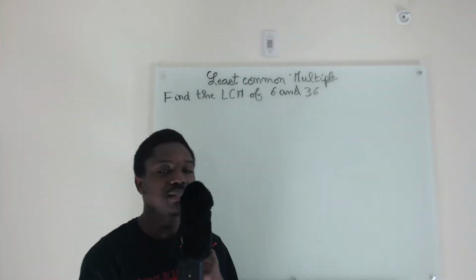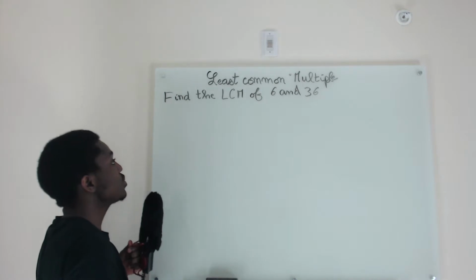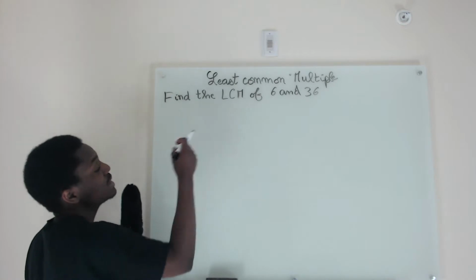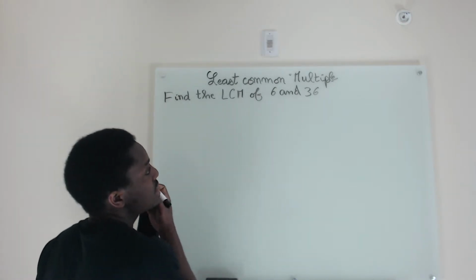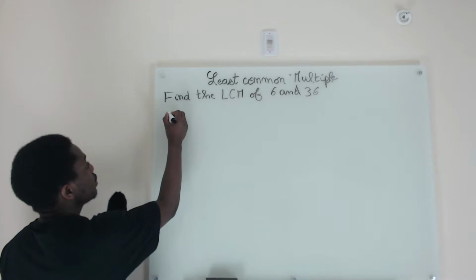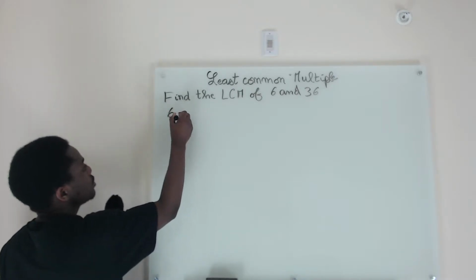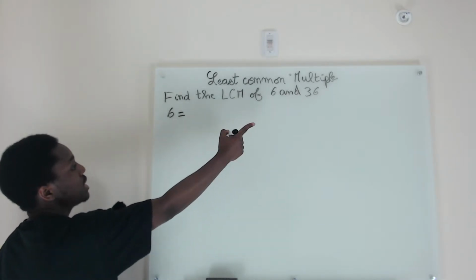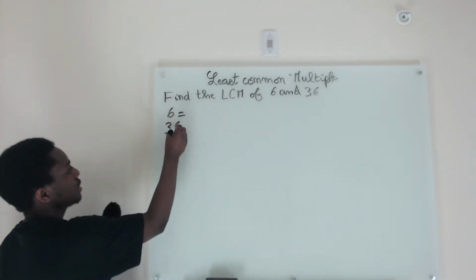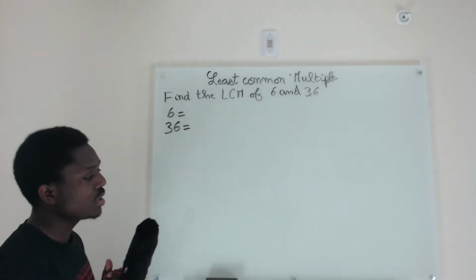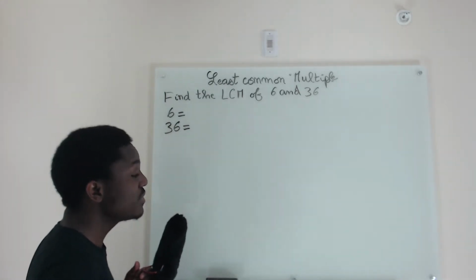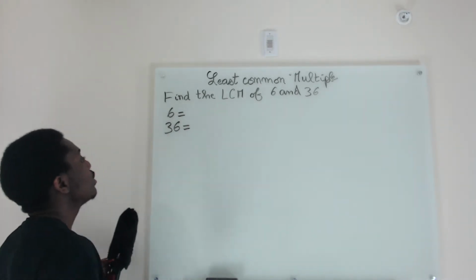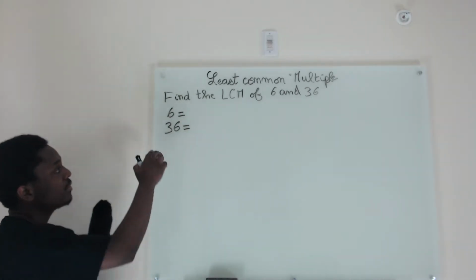All right, are you done? Okay, so let's do this one. The exercise says find the least common multiple of 6 and 36. So the first thing that you do is you put the number 6 and you put equals. And then you take the number 36 and you put equals. As you remember from the previous video, I told you that to find the least common multiple is basically to find the prime factorization of these two numbers.